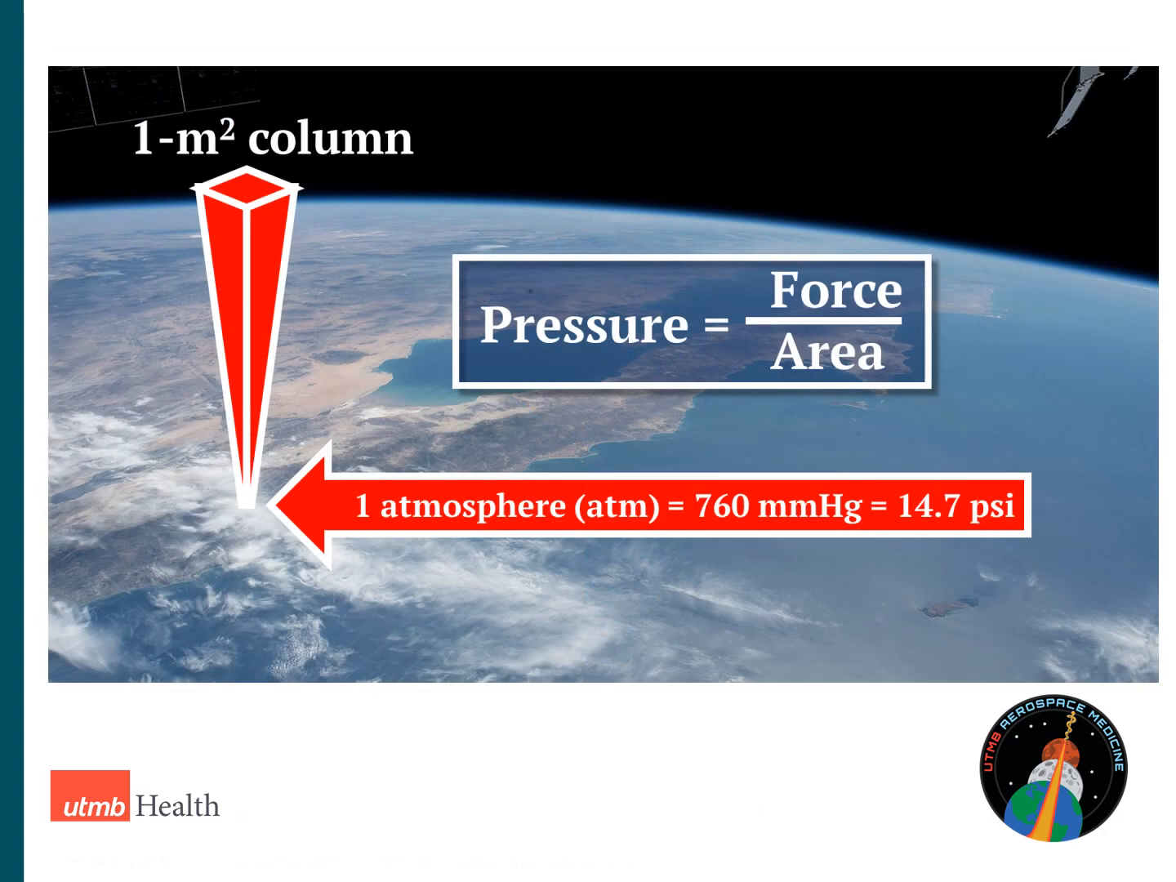Atmospheric pressure is equivalent to a 1 meter square column starting at the Earth's surface. Because pressure is directly related to force divided by area, the pressure decreases the higher up you go. At sea level, the weight of the atmosphere is 14.7 pounds per square inch, or psi, which is equivalent to 760 millimeters of mercury, or 1 atmosphere.